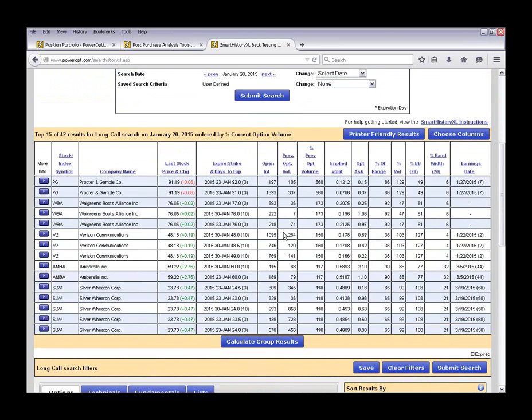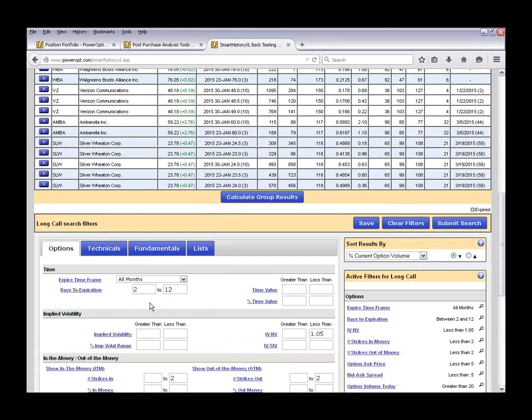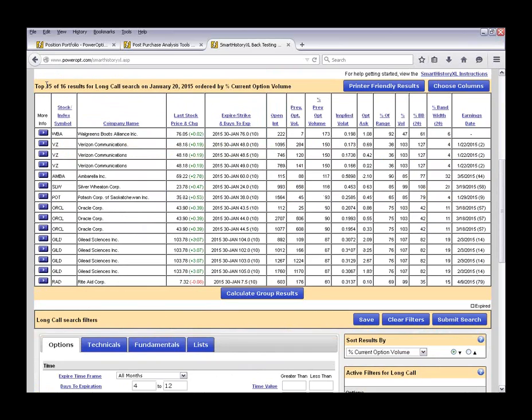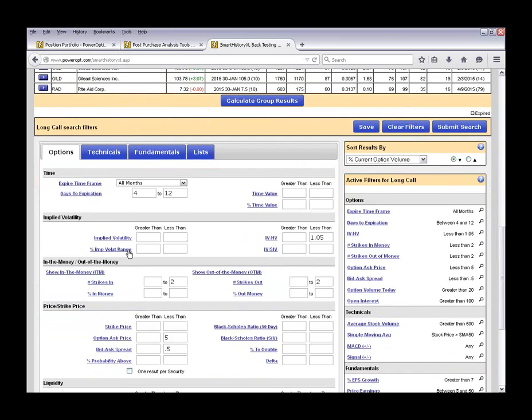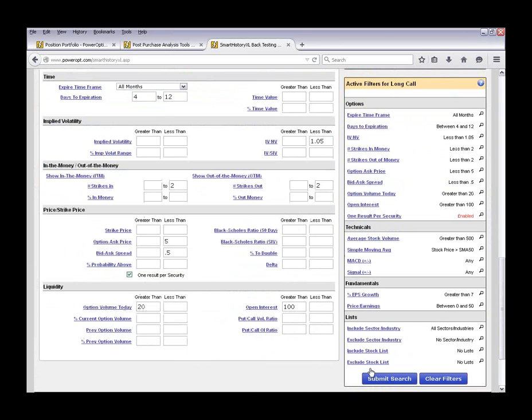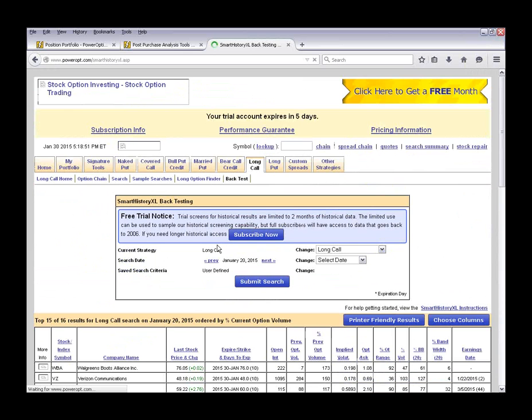And there, we've got too many in here. I've got the January 23rd. I've got to filter this out, so let me push this up to 4 to 12 days out in time, so we just see the 10-day out long calls that match this other basic criteria. So there were a total of 16 call opportunities. There's duplicates, okay, Verizon, Oracle, Gilead Sciences, and so forth. Let me change this a little bit. We're going to just look at one result per security, so we don't see the mixes there.